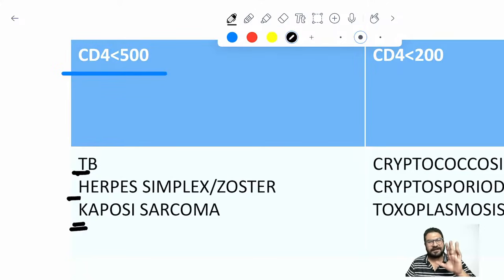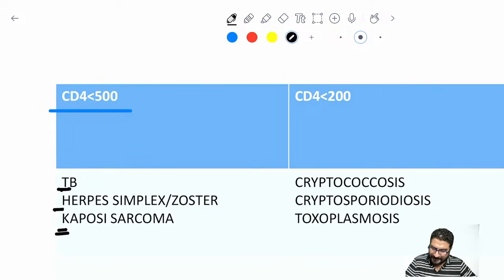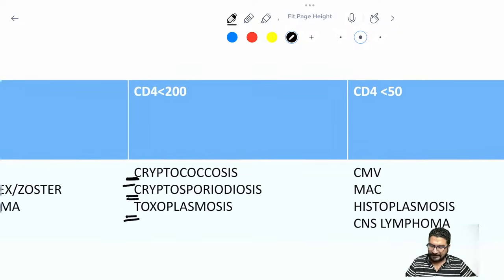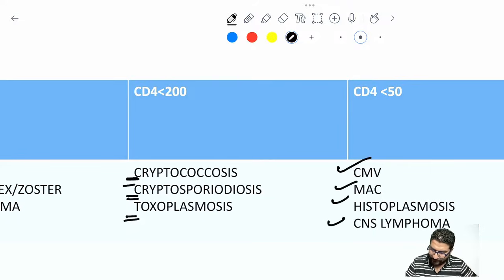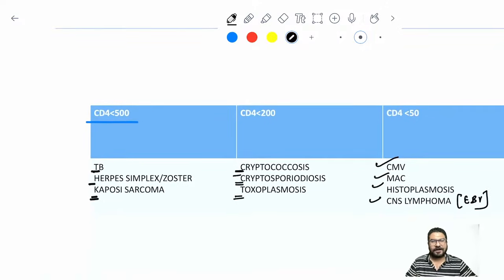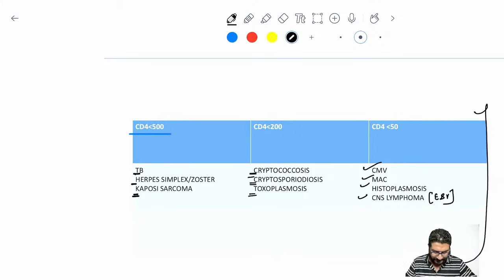So these 3 infections will occur when CD4 count is less than 500, and when it becomes less than 200, then you will see infection with Cryptococcus, Cryptosporidium, and Toxoplasma. Now coming to when CD4 count is less than 50, then you can get infection of CMV, MAC, Histoplasma, and sometimes CNS lymphoma. And the CNS lymphoma in AIDS patient is caused by Epstein-Barr virus. So these are opportunistic infections which you have to remember because ये एक वो question है जो बार बार आ रहा है. So these are one of the expected topics which you have to remember.